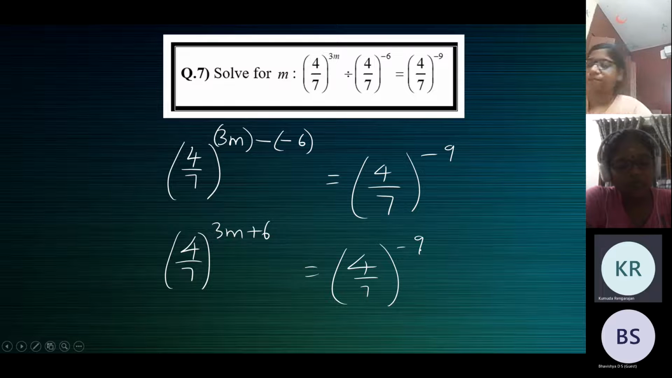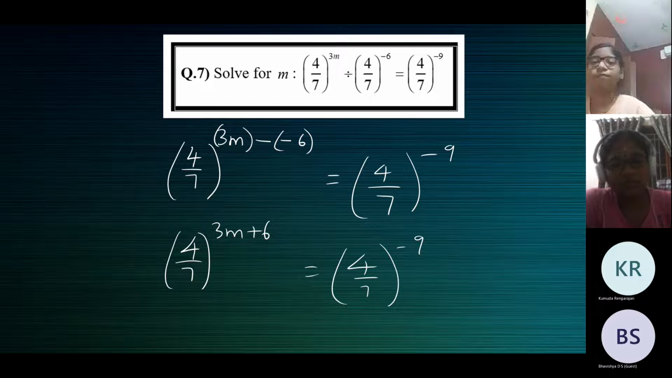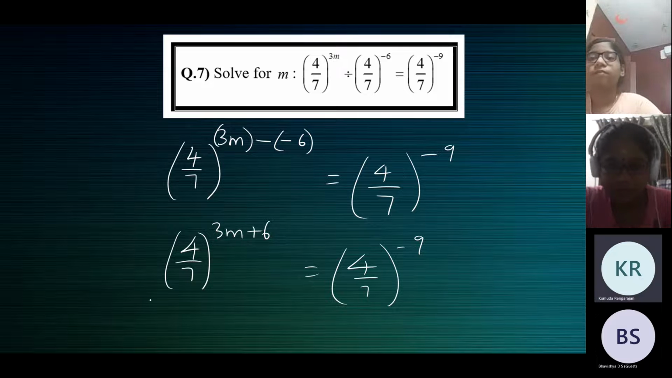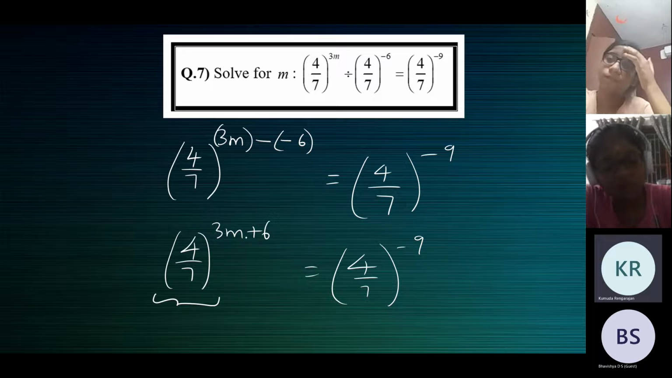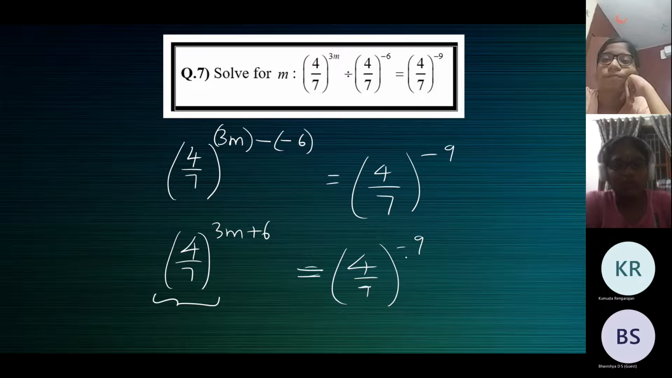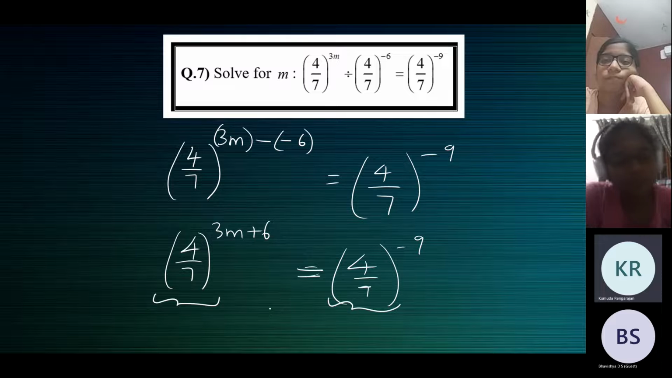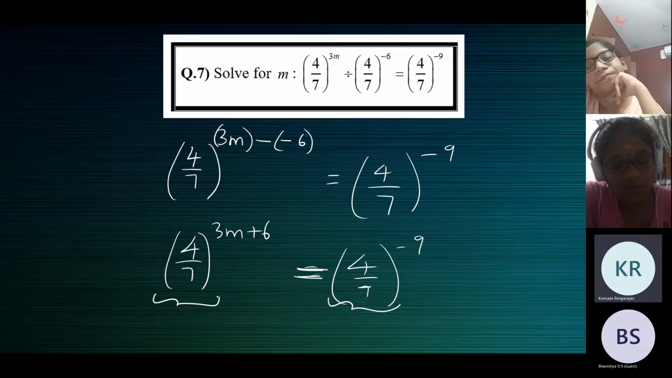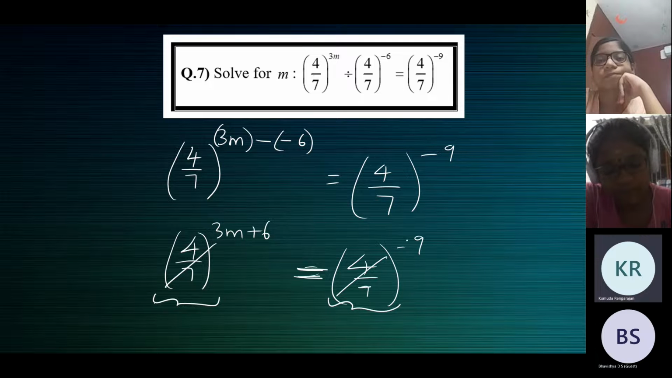Now, what do you see on the left-hand side and right-hand side? We see an expression in the exponential form. Base is 4 by 7, power is 3m plus 6. On the right-hand side, we see the same base 4 by 7, power minus 9. So when bases are same on both sides, we equate the powers. Don't cancel, I'm just showing like that. So we equate the powers.